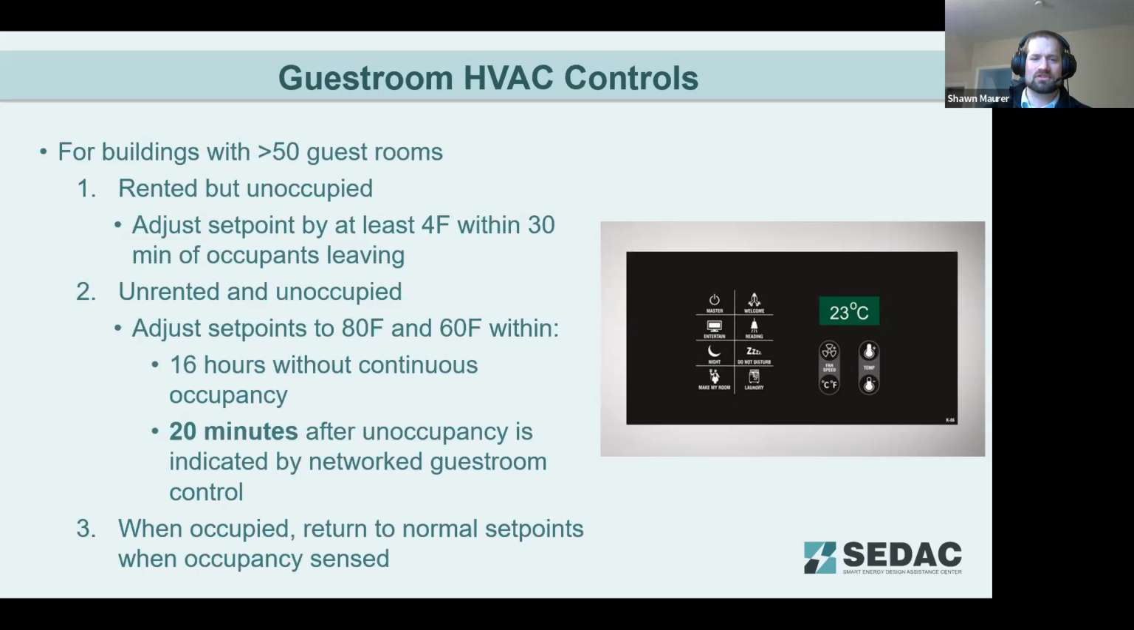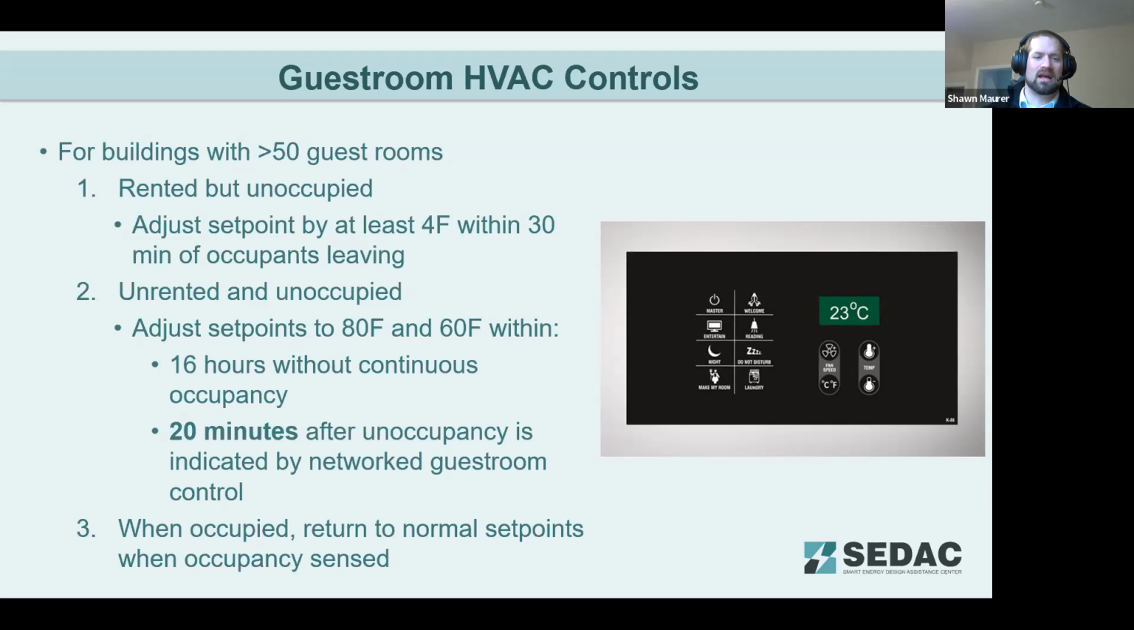When the units are rented but unoccupied, you've got to adjust the set point by at least 4 degrees within 30 minutes of the occupants leaving. So adjust the heating set point down, adjust the cooling set point up by 4 degrees. When they're unrented and unoccupied, then you've got those target safety temperature settings of 80 degrees Fahrenheit, 60 degrees Fahrenheit.